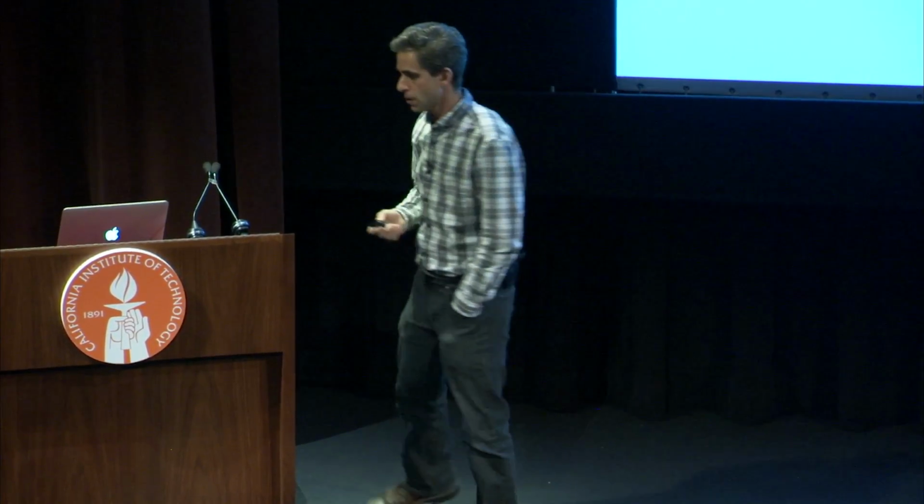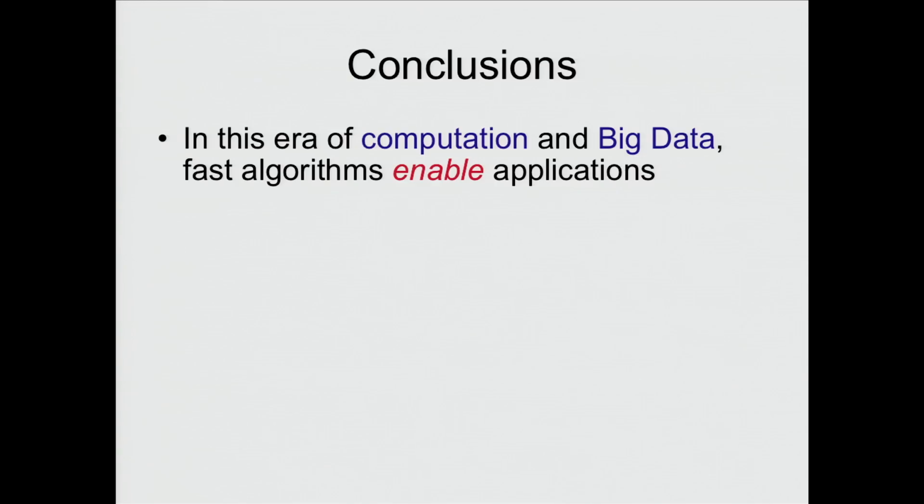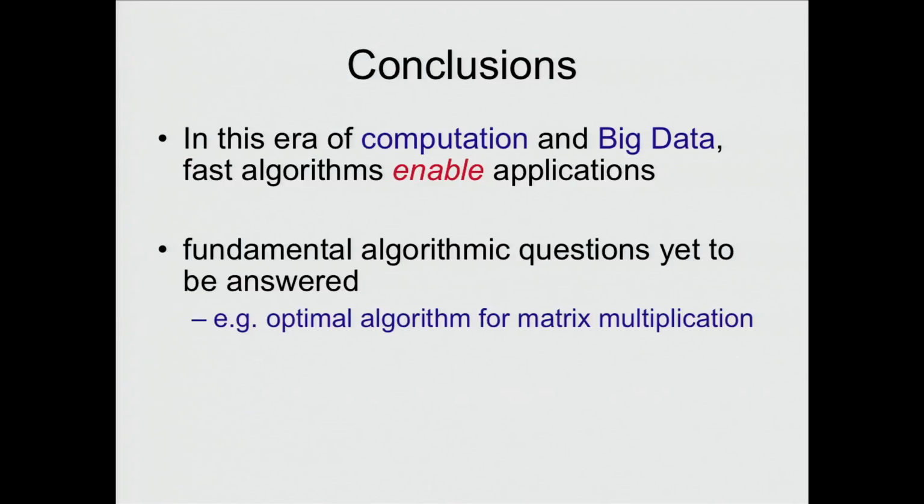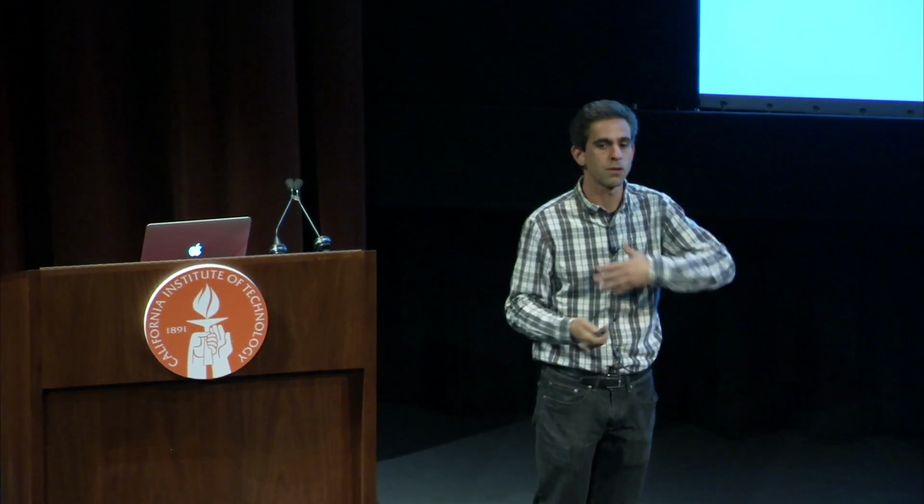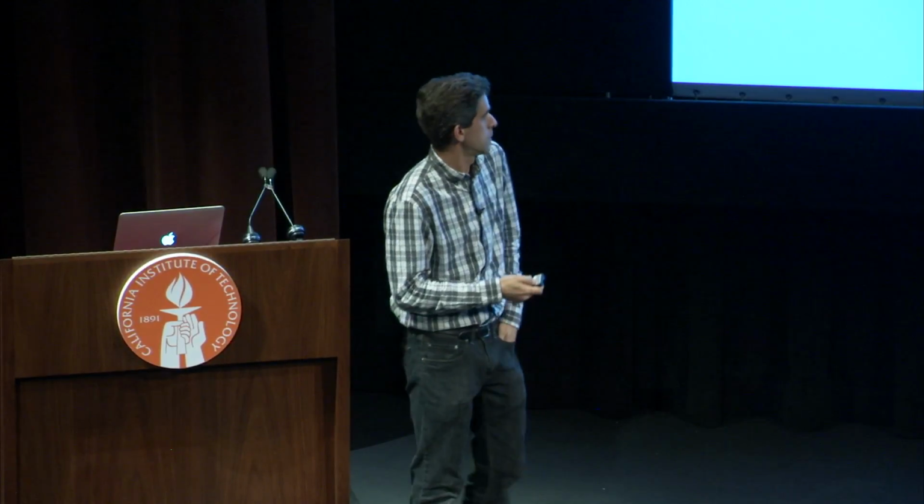So that's actually where I wanted to leave off. I want to just say a few words about what I tried to convey today. In this era of computation and big data, fast algorithms are really the things that enable applications. And we saw a bunch of examples of that. I hope I convinced you of that. There are really fundamental and basic algorithmic questions that are yet to be answered. The question about optimal algorithms for matrix multiplication, even the question about just multiplying numbers, which sounds like something that should have been settled a long time ago, is not known, as we discussed.